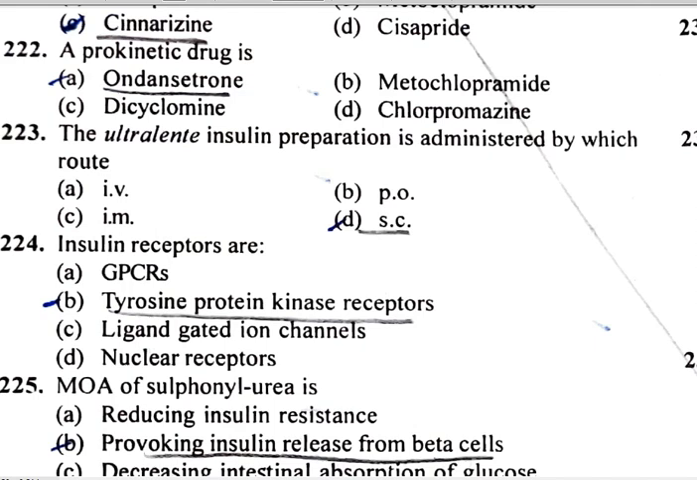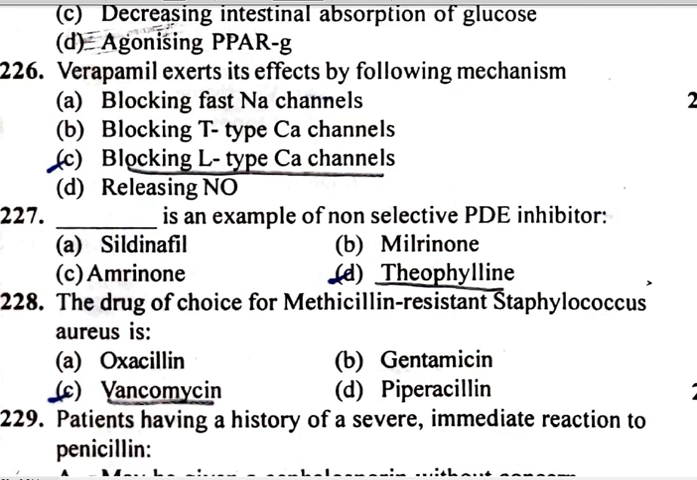The ultralente insulin preparation is administered by subcutaneous route. Insulin receptors are tyrosine protein kinase receptors. The mechanism of action of sulfonylurea is provoking insulin release from beta cells. Verapamil exerts its effect by blocking L-type calcium channels. Theophylline is an example of non-selective phosphodiesterase inhibitor.